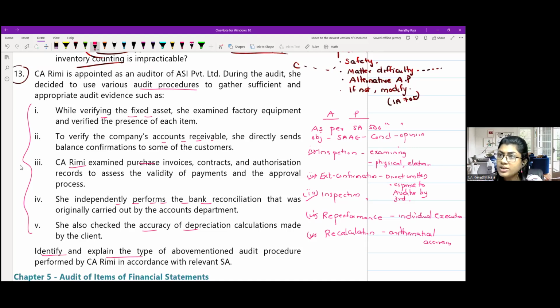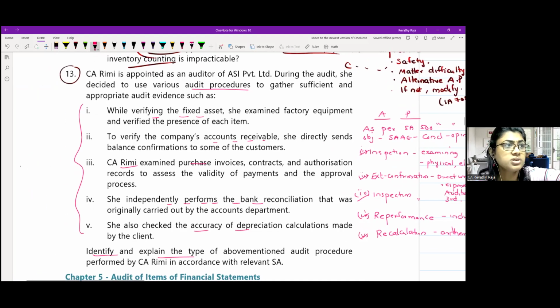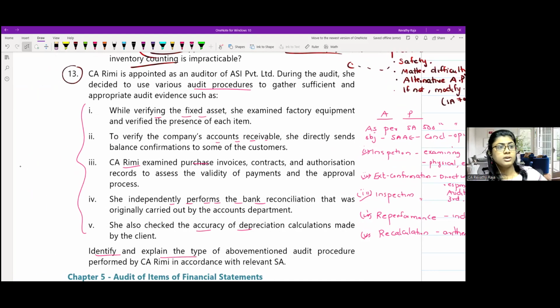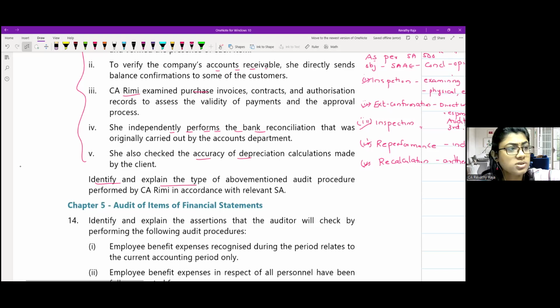There are totally 20 questions in descriptive. In that, how many have we finished? I think we started with 9: 9, 10, 11, 12, 13. 5 questions are finished. Only 6 more to go.